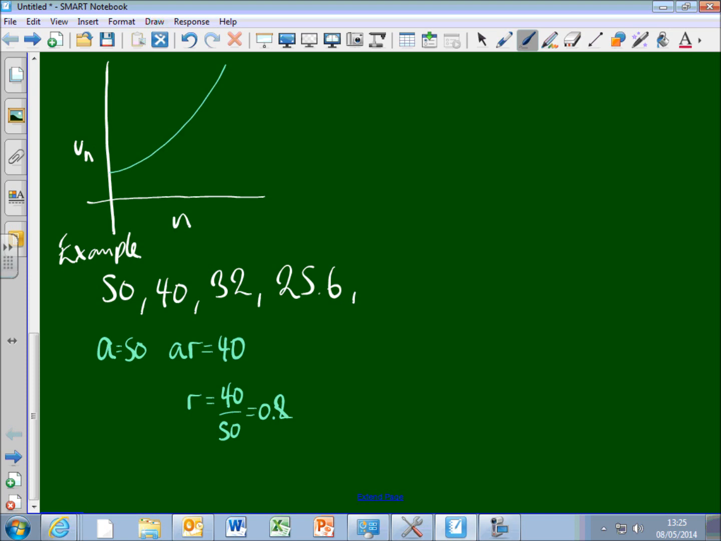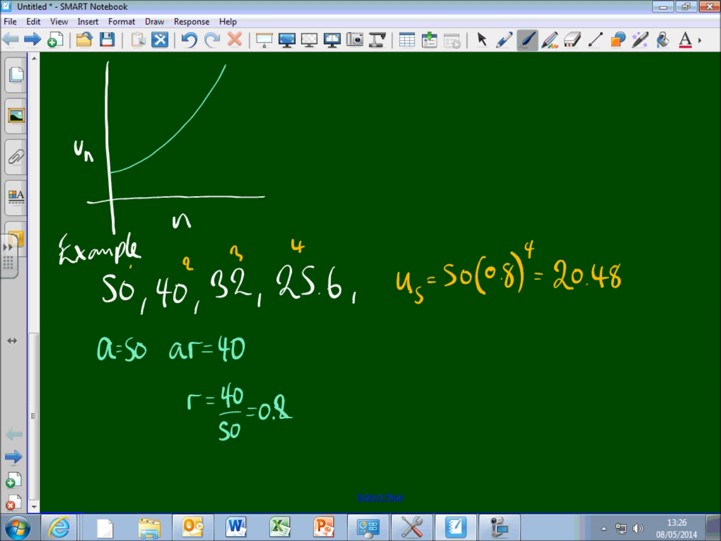Okay? Someone tell me what the next term in the sequence would be. How have you done it then? Can you tell me? This is the first term in the sequence. This is the second, third, fourth. So I want the fifth term. So it's going to be 50 times 0.8 to the power of what? 4. Okay, and what do I get? 20.48. Any questions on that?